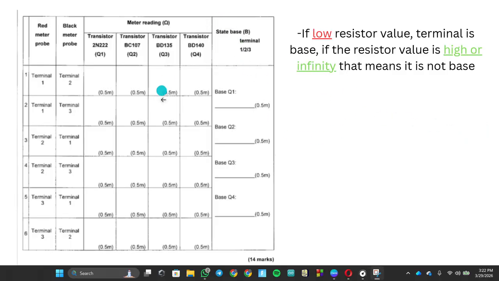Now, this is the multimeter we're going to use. To find the base, if the resistance value is low, that terminal is the base. If the resistance value is higher or infinity, that means it is not the base. We are going to use two transistors, which are transistor 2N222 and transistor BD140.